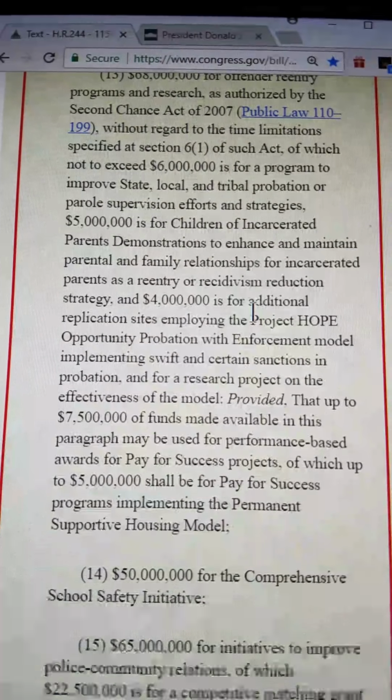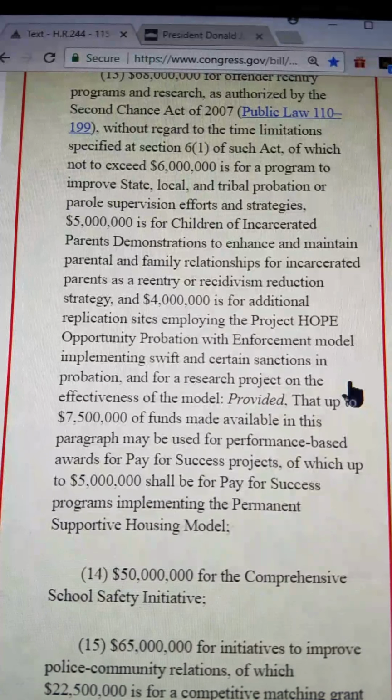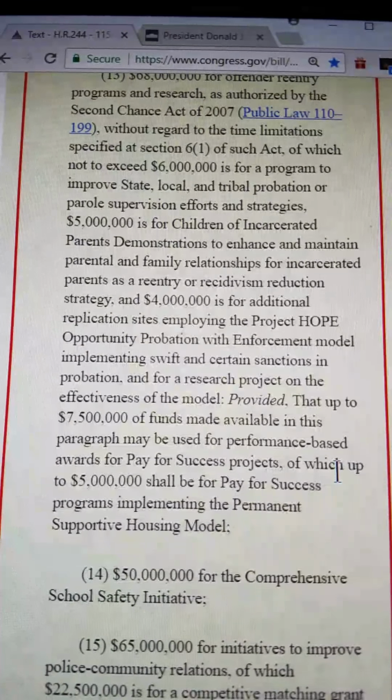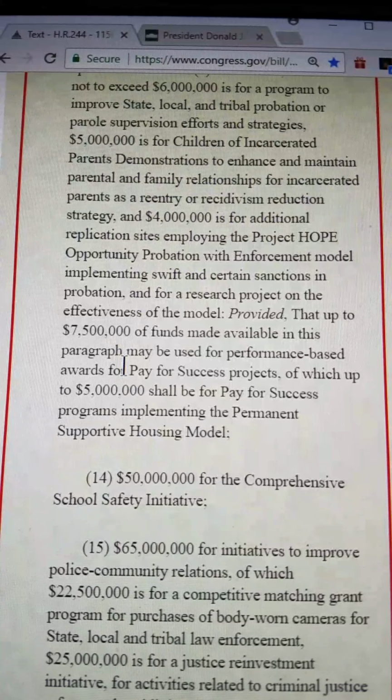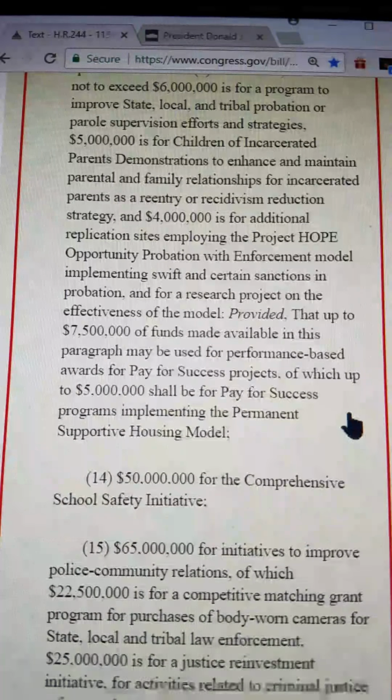It's for additional replication sites employing the Project HOPE Opportunity Probation with Enforcement model implementing swift and certain sanctions in probation, and for a research project on the effectiveness of the model, provided that up to $7.5 million of funds made available in this paragraph may be used for performance-based awards for pay for success projects, of which up to $5 million shall be for pay for success programs implementing a permanent supportive housing model.